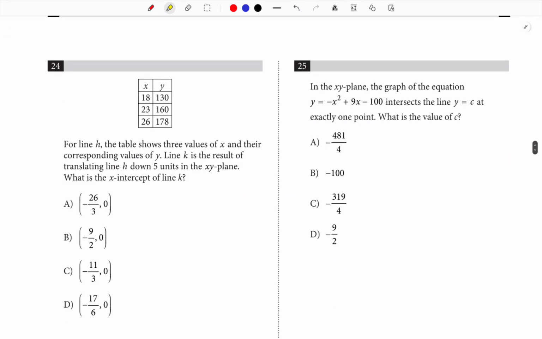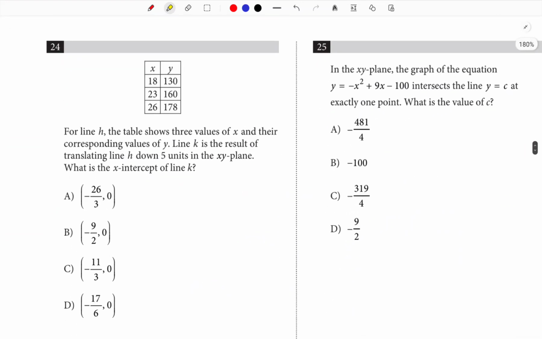And question 24, use the X and Y table here. What it asks us: for line H the table shows 3 values of X and their corresponding values, while line K is the result of translating line H down 5 units in the XY plane. What's the x-intercept of K? Okay, line K is the result of translating line H down 5 units.